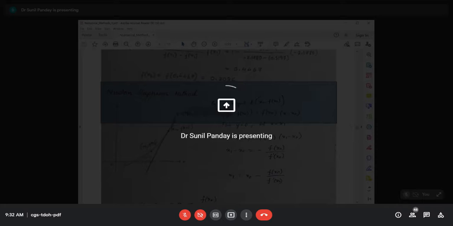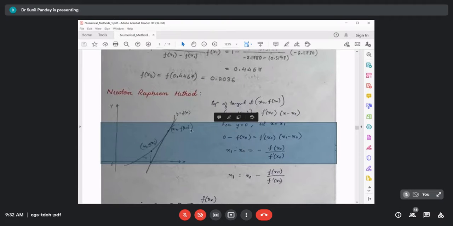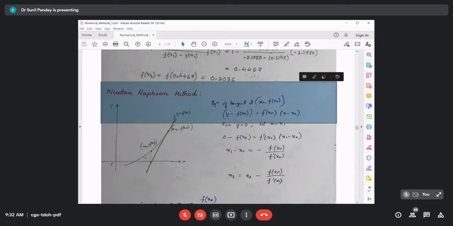I think this PDF is again visible. If it is not visible, then you can ask, otherwise I'm continuing.